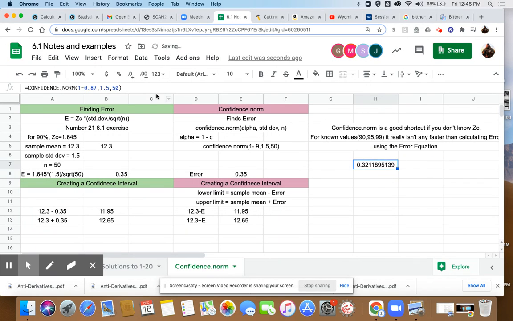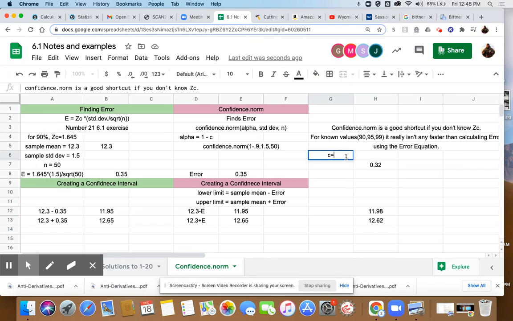It would give us our error. We could drop that down to 2 decimal places. It automatically rounds it, which is nice when you do this. And then we could just calculate our equals 12.3 minus that number, and equals 12.3 plus that number. And there you go, 87% confidence interval. So that's what it's really good for.